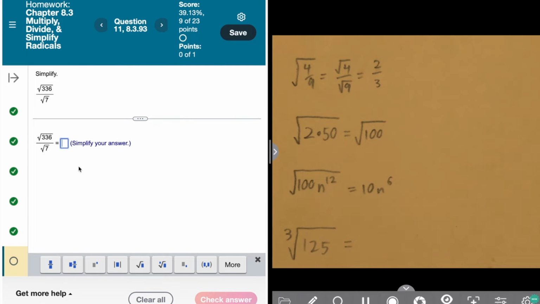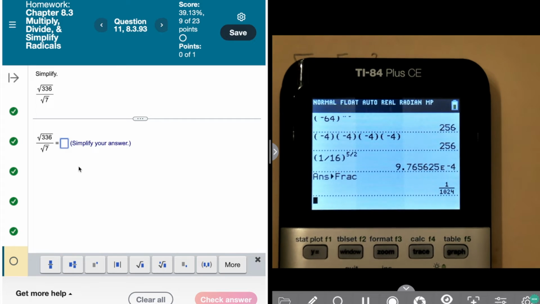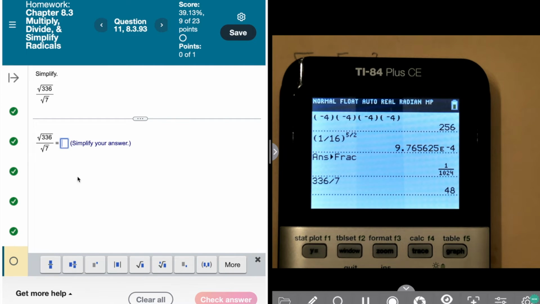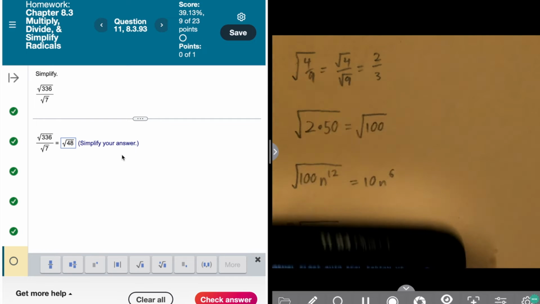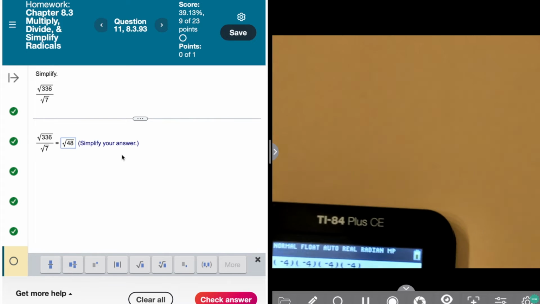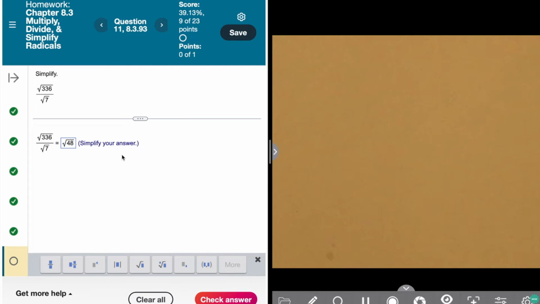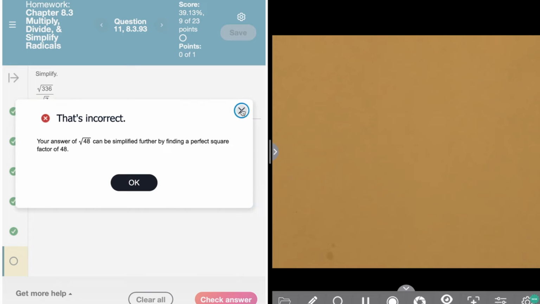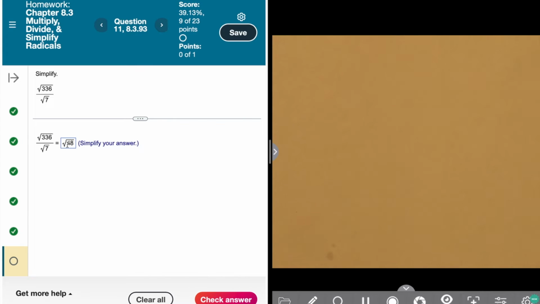All right, now it's time to use a calculator because I do not know what 336 divided by 7 is. Turns out it's 48. All right, so we get the square root of 48. Now I also think, and let's just double check, I don't think that's going to be the final answer because I know through time and practice that 48 at least has a 4 in it, and 4 is a perfect square. So there's probably some way to break this down. And let's just check. Yep, exactly. Your answer in 48 can be simplified further. So in other words, I do have the right answer, but it's not fully simplified.